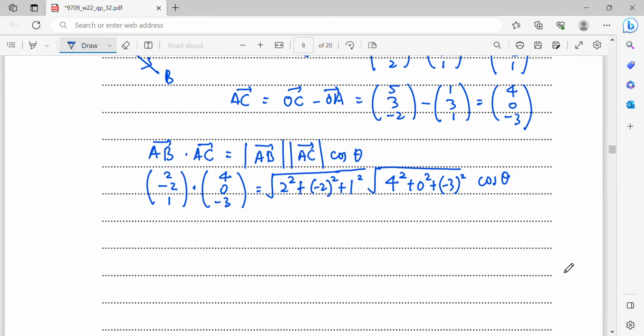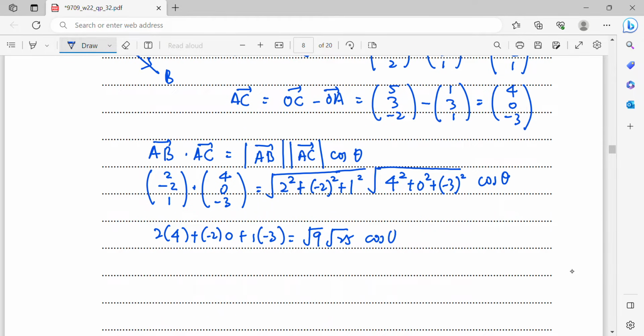Alright, so for the left hand side, we need to do multiplication. So 2 bracket 4 plus negative 2 bracket 0 plus 1 bracket minus 3. So it's multiplication. Then for the right hand side, square out: 2 squared plus 2 squared plus 1 is basically 9. Then 4 squared is 16. 16 plus 0 is 16. 16 plus 9 becomes 25.